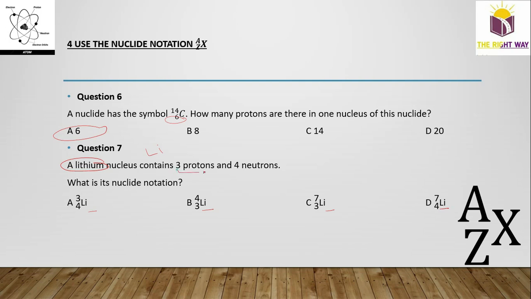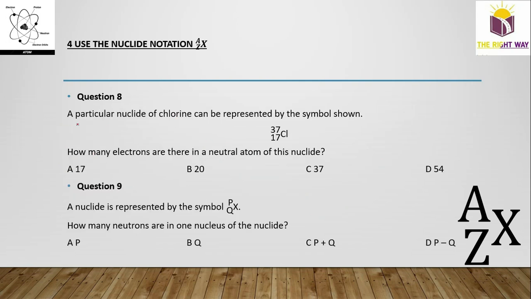It contains 3 protons, which means our atomic number is 3. Our proton number is 3, which is written below. And 4 neutrons. So the total number of nucleons is 3 plus 4, equal to 7. So what is the right option? C is the right option. 7 is your atomic mass or mass number or nucleon number, and 3 is your proton number.